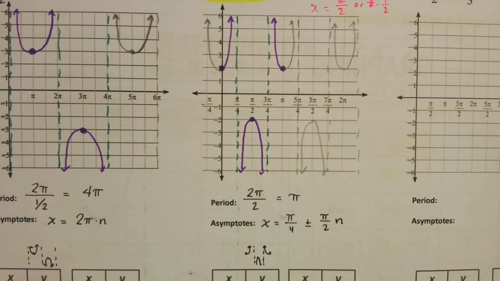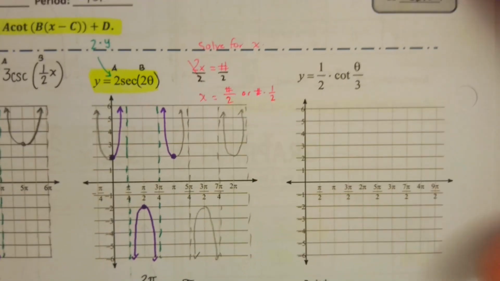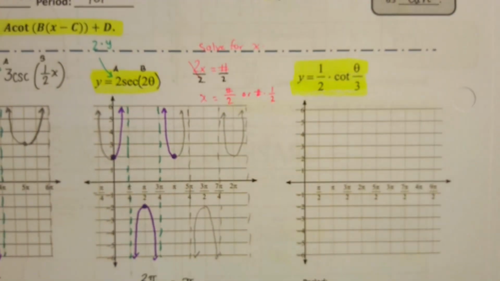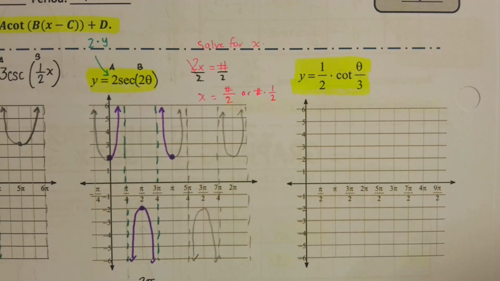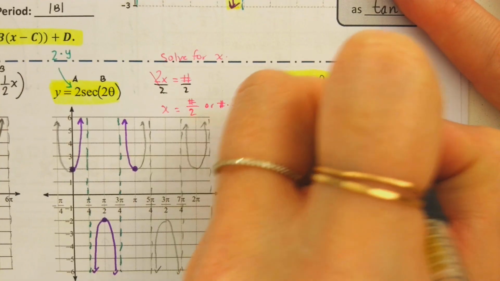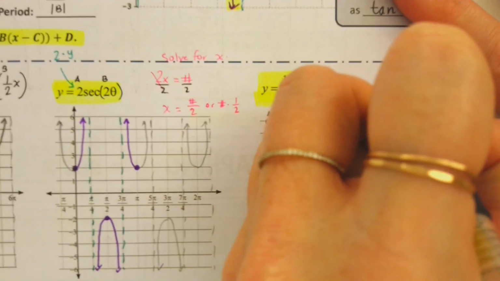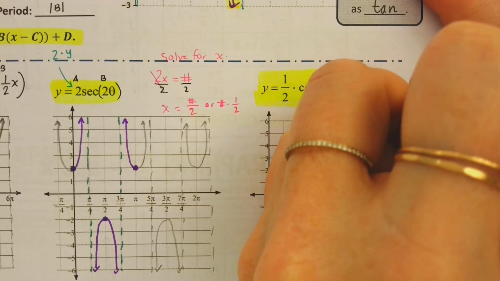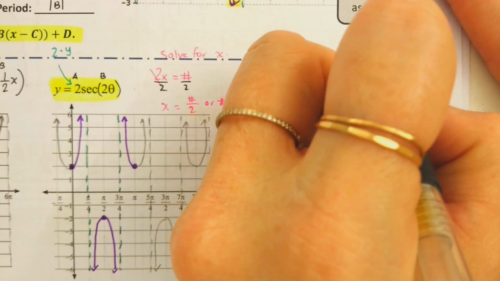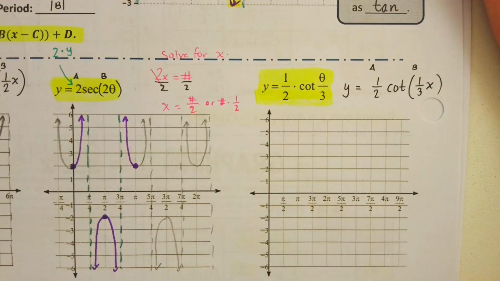Okay, and then the very last one is the cotangent: 1/2 times the cotangent of theta over 3. What's the a value on this one? 1/2. What's the b value? 1/3, right. I'm going to write it separately. I'm also going to switch that theta to an x, although it's the same thing. A, b.